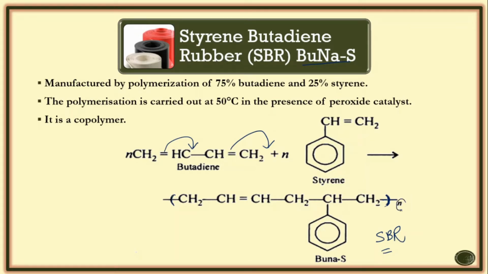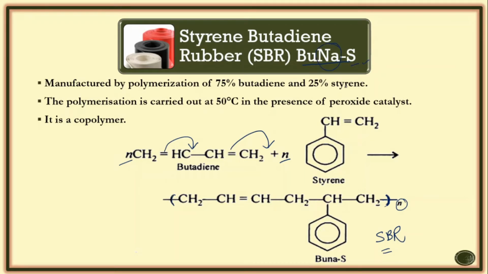Also this n refers here to the degree of polymerization. That means how many monomers are involved in the reaction. So n represents that. Overall, if you want to show what SBR is, it looks like this. And the other name is obviously Buna-S, wherein Bu stands for butadiene and S stands for obviously styrene.